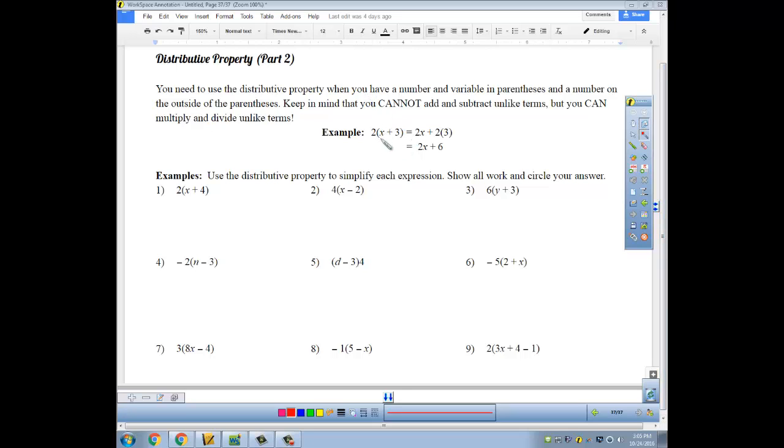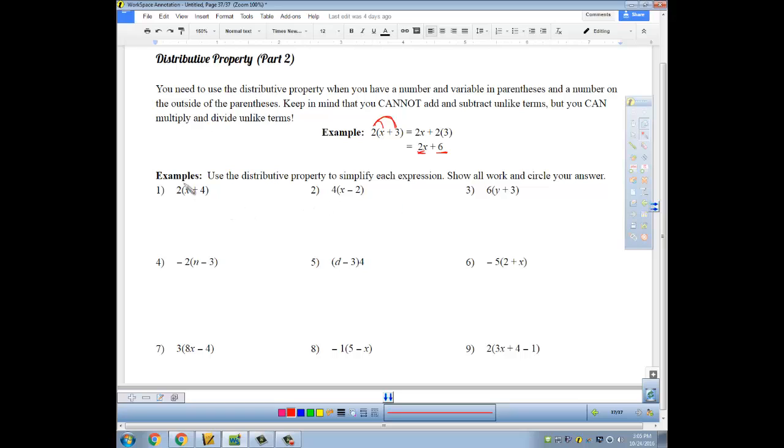So as a reminder, distributive property is when you have some stuff on the inside of parentheses and then a number directly on the outside. And you take the number on the outside and you multiply it by each thing on the inside. So 2 times x will give us 2x. 2 times 3 was 6. Since it was a positive 6, I wrote plus 6.